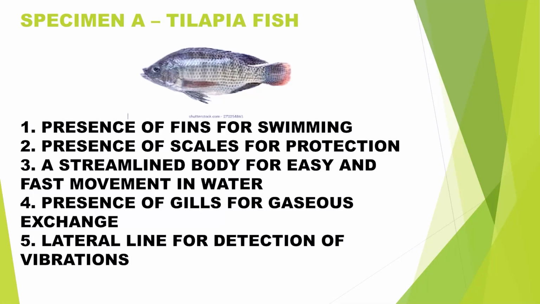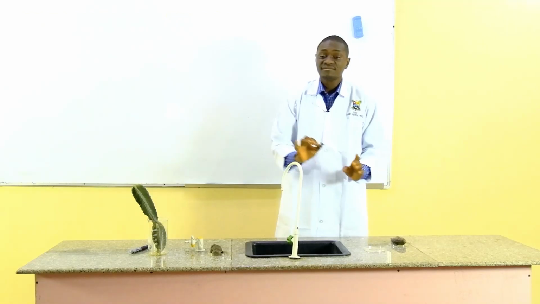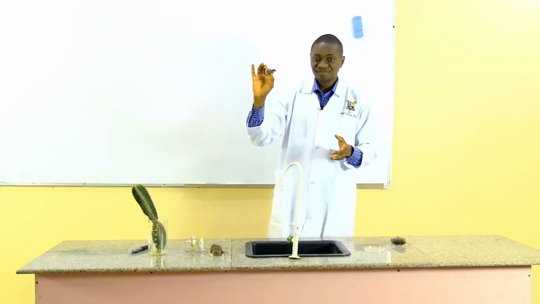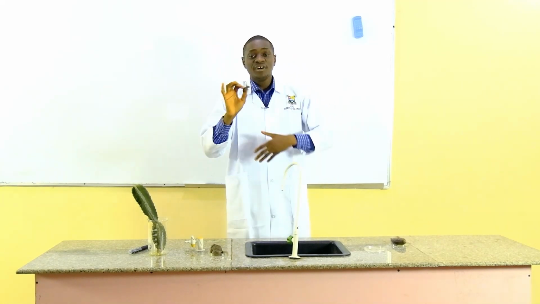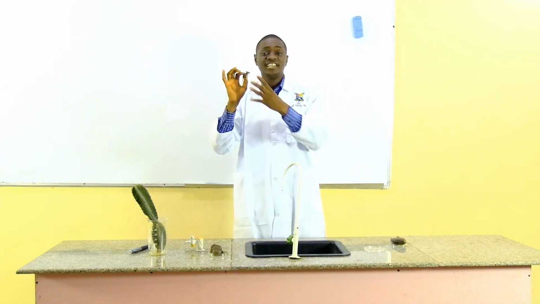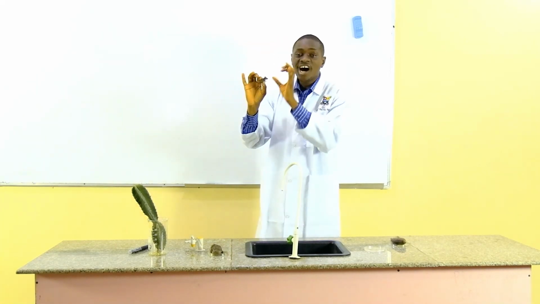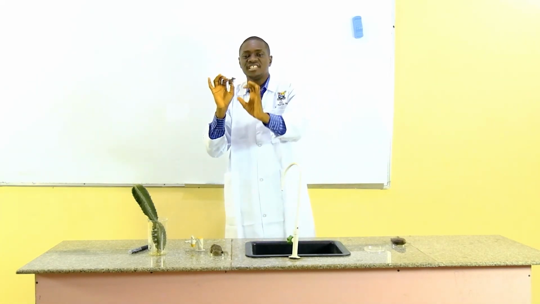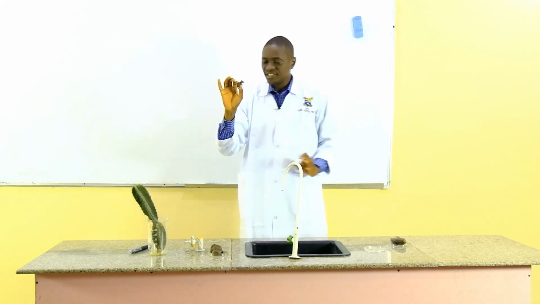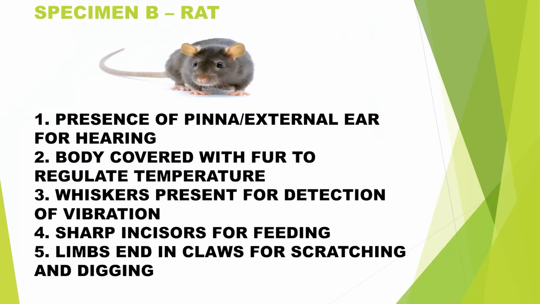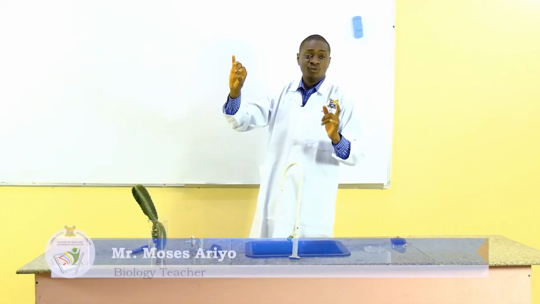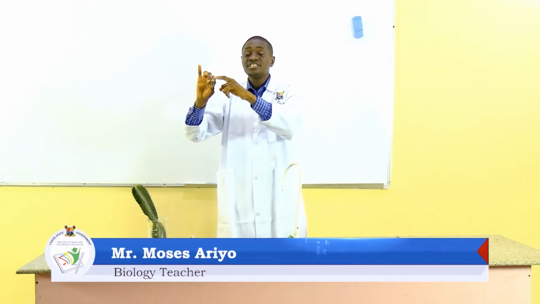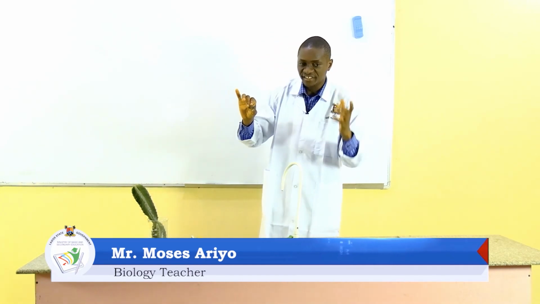Now, let's move to our second specimen, which is a rat. From the previous class, you must have been told the kingdom and the phylum and the class that a rat belongs to. So, how does a rat adapt itself to be able to live successfully in its habitat? Number 1, it has external ears, which are called pinna. Why does it have that? It possesses this to be able to hear.